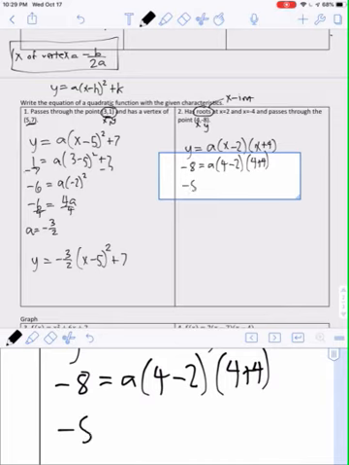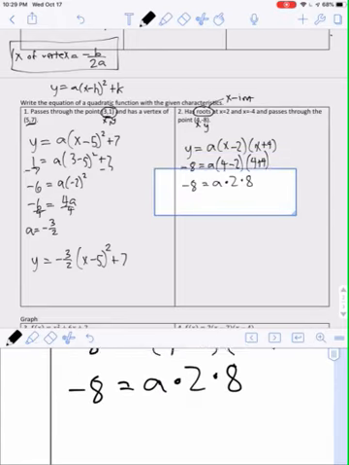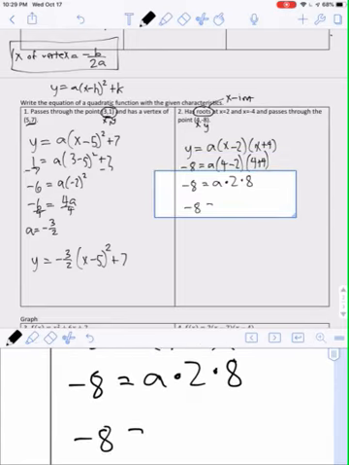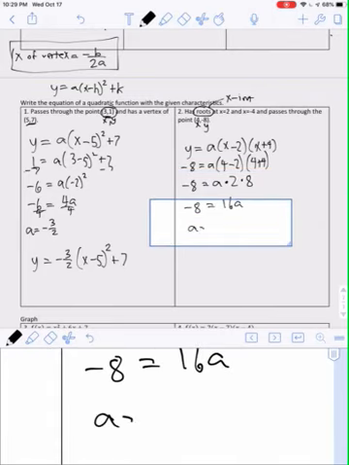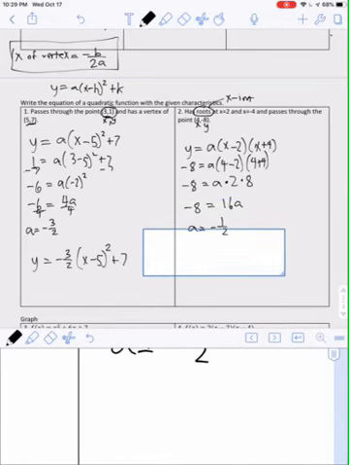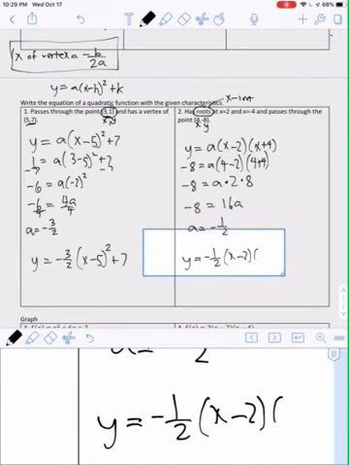So now negative 8 equals 4 minus 2 is a 2 times a, 4 plus 4 is 8. So that's negative 8 equals 16a, and a equals negative 1/2. So then my equation is negative 1/2 times x minus 2 times x plus 4.